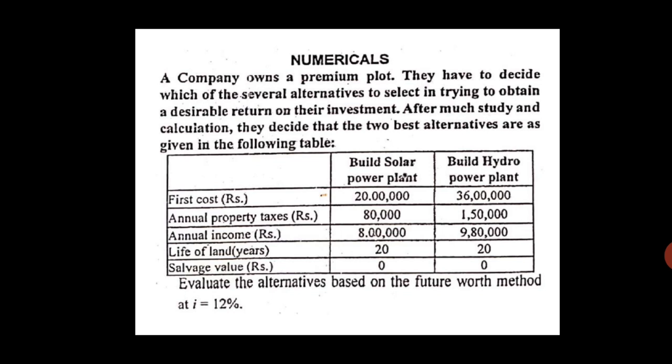Then annual income: from solar power plant you get 8 lakh rupees income per year, whereas for hydro power plant you get 9,80,000 rupees income per year. The life of the equipment is 20 years for both solar as well as hydro power plant, and there is no scrap value. Okay, now we have to find out where the person has to invest money. If he wants to invest 20 lakhs, he can set up a solar power plant. To build a hydro power plant, he has to invest 36 lakhs. So out of these options, which is the better option? And this is calculated using the future worth method, and the interest rate is 12%.